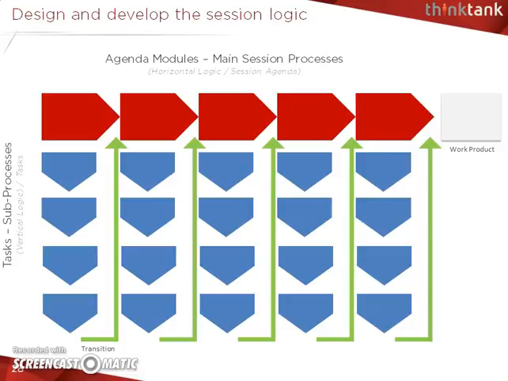What we typically talk about first is to design the logic of a session. There are two types of logic. There's a horizontal logic, which equals the red boxes, and there's a vertical logic, which equals the blue boxes. And beside that, there's a transition from one agenda module to the next module.